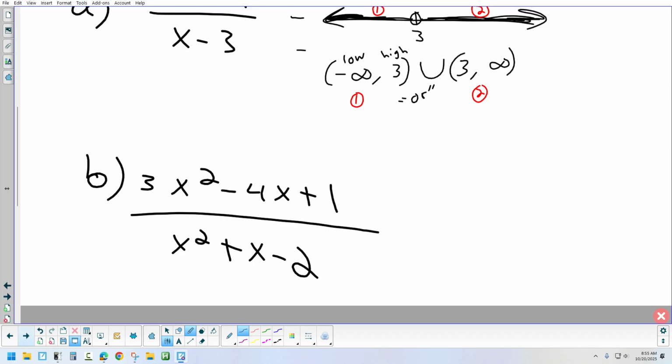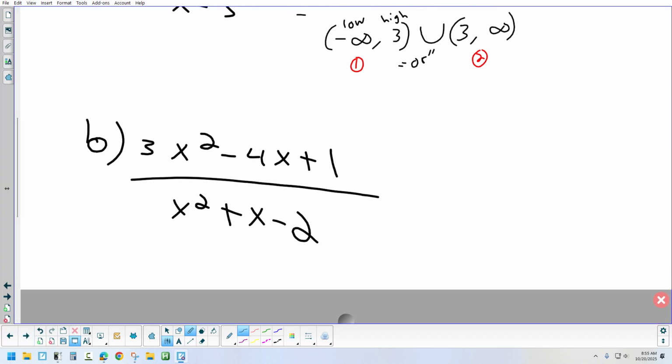Okay, let's try this one. So this time we have 2 quadratics, one at the top, one at the bottom. But we've got to do something to the bottom to make it easier to see. What numbers could you plug in that would make it 0? It's not easy to see right now, at least not like the first one.